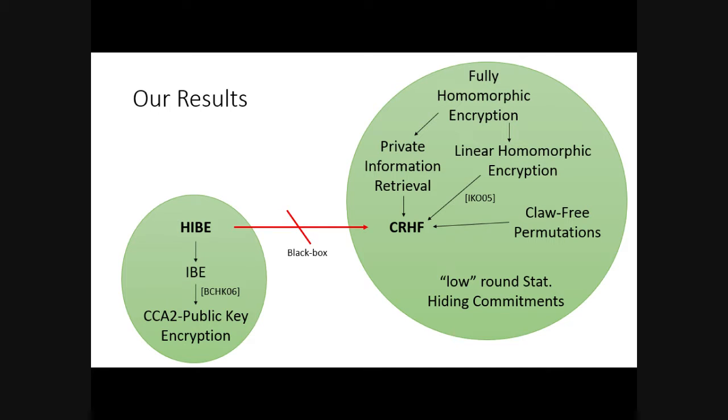So HIBE implies primitives such as CCA2 public key encryption, and collision-resistant hash function is also implied by other primitives such as fully homomorphic encryption and private information retrieval. And our result shows that anything on the left side does not imply anything on the right side in a black box way.